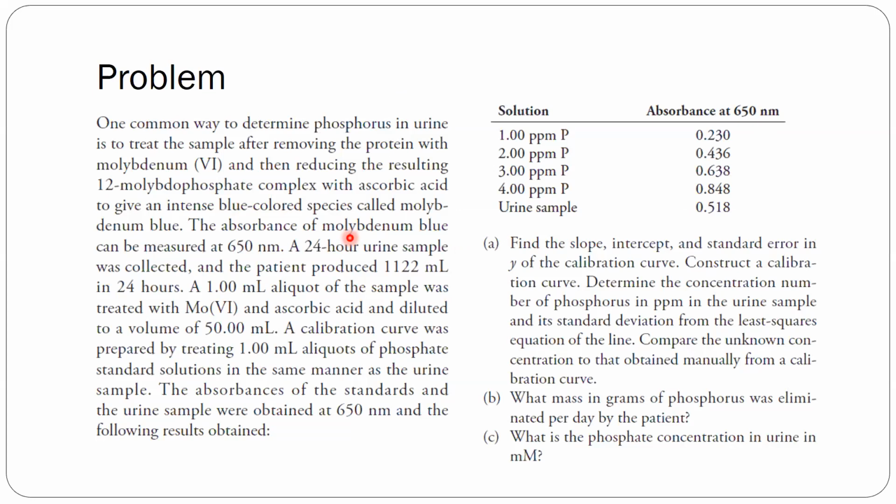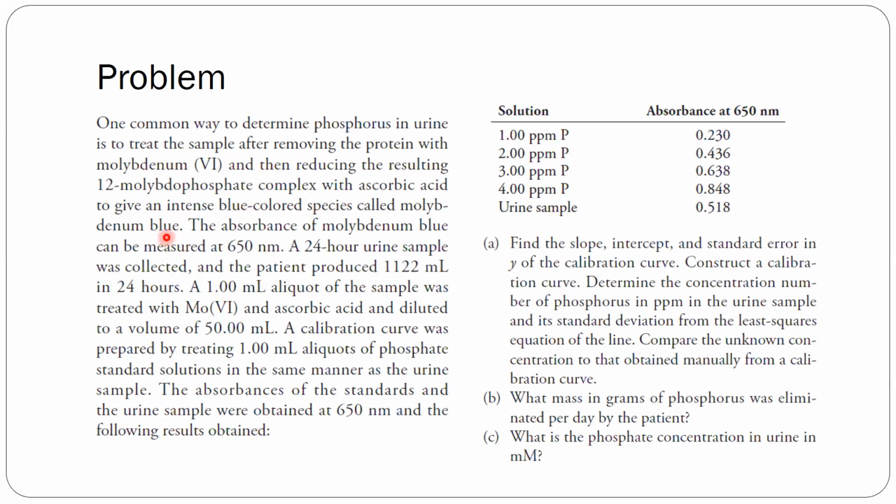So, ang ginagawa dito is that, okay, let me kind of read this. So, one common way to determine phosphorus in urine is to treat the sample after removing the protein with molybdenum and then reducing the resulting 12-molybdophosphate complex with ascorbic acid to give an intense blue-colored species called molybdenum blue.